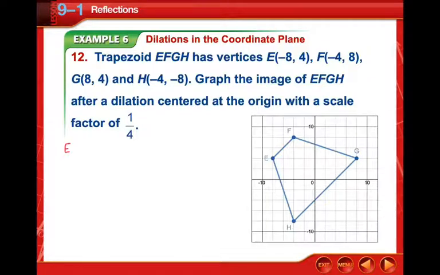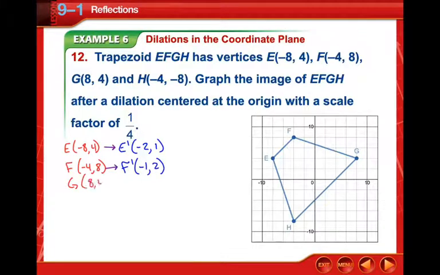So E at -8, 4 becomes E prime. 1/4 of -8 is -2, and 1/4 of 4 is 1. And then we have F at -4, 8. And thankfully, all these numbers are the same. It's just depending on the negative. So F prime is at -1, 2.